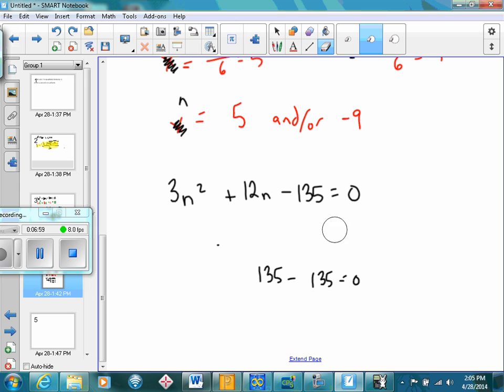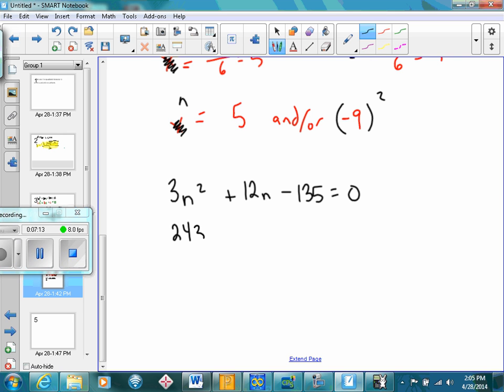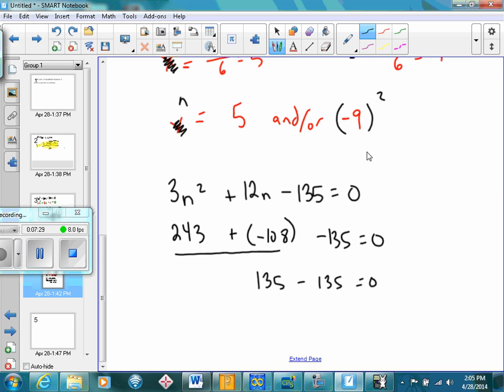Let's check negative 9. We might need a calculator for this one. Okay. Negative 9 squared becomes 81. 81 times 3 is 243. Plus, let's see, that'd be negative 108 minus 135. 243 plus negative 108 is actually 135, and you see where this is going. Yeah, it does equal 0. So my solution of 5 and/or negative 9 works. That's how you can check to see if you've got the correct solution after all of that work.